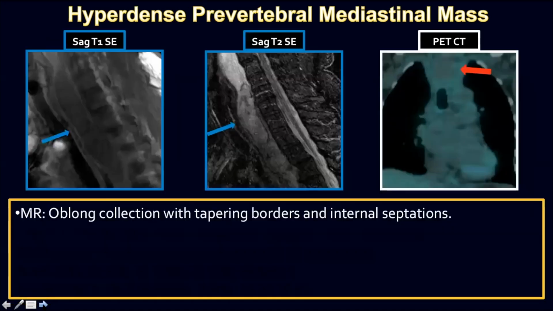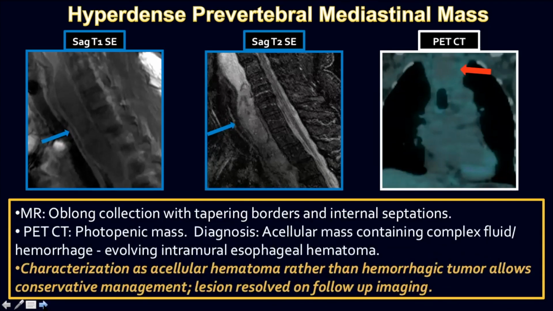So fair enough, we did both an MR and PET-CT, and this actually did look quite like a collection. There's only a thin septation here, and the lesion was absolutely photopenic on PET-CT. So this was indeed an intramural esophageal hematoma, and with the help of MR and PET-CT, we were able to characterize this as a hematoma and not a hemorrhagic tumor. And then we could manage this patient conservatively.